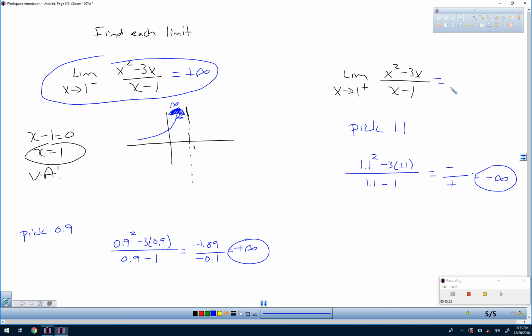So in other words, my function would be decreasing without bound as you approach 1 from the right-hand side. So without even using a graphing calculator, I was able to determine some of this information just from the vertical asymptote.